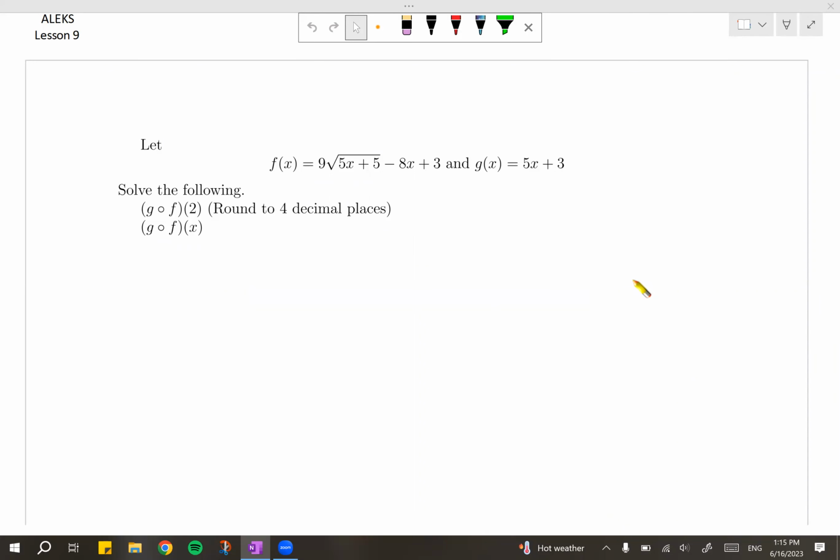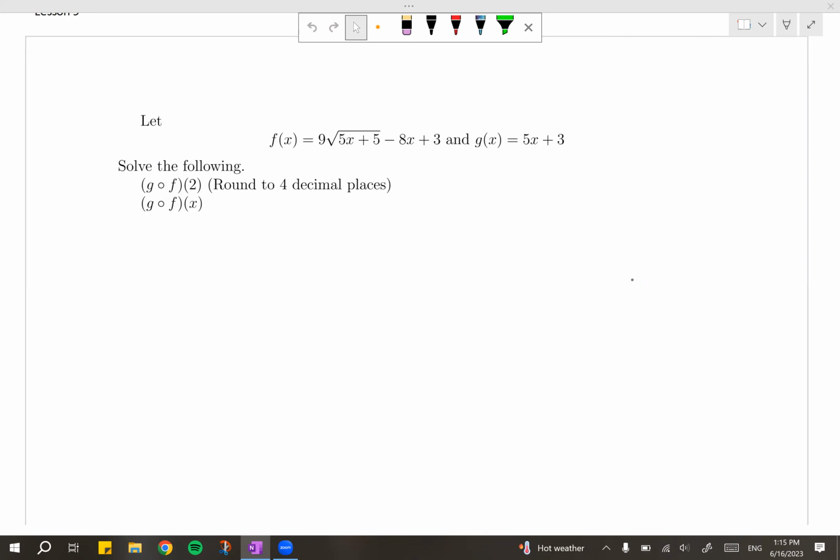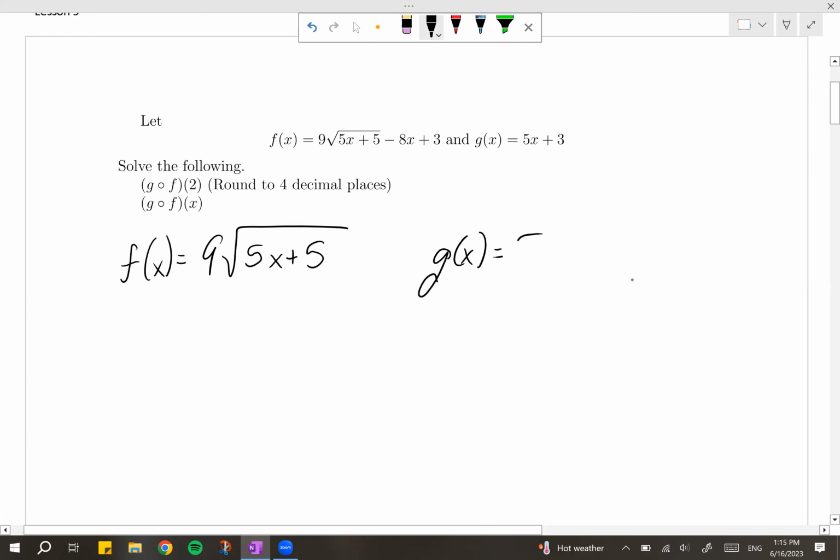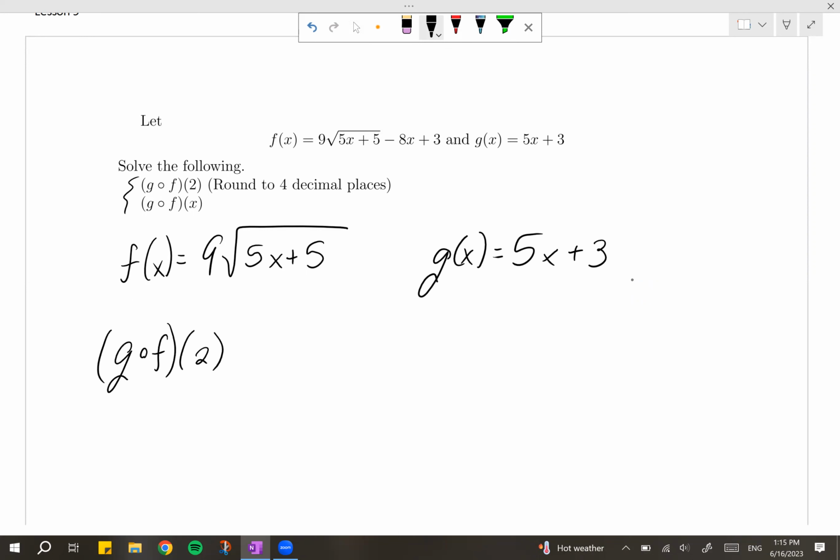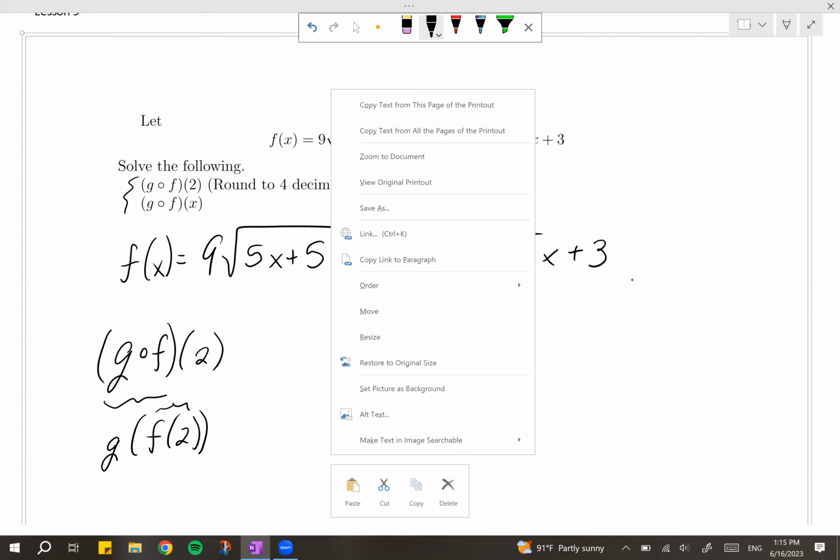Hey, so we got this problem and it says we have f of x is equal to 9 times the square root of 5x plus 5, and we have g of x is equal to 5x plus 3. And it wants us to do two things. It wants us to find g of f of 2, and it wants us to find g of f of x. So this notation right here means we're going to do g of f of 2. So we're going to do f of 2 first, and then we're going to do g of f of 2.